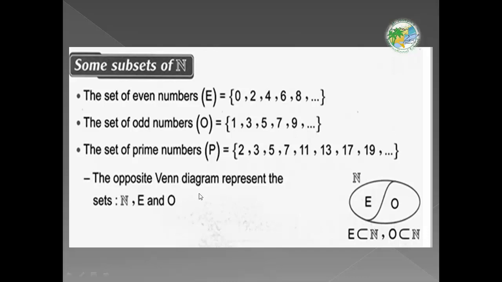The opposite Venn diagram represents the natural numbers, even numbers, and odd numbers. Natural numbers are the union of even numbers and odd numbers. This is the natural numbers. Then natural numbers equal even numbers union odd numbers. And even numbers are a subset of natural numbers, and odd numbers are a subset of natural numbers. Okay?